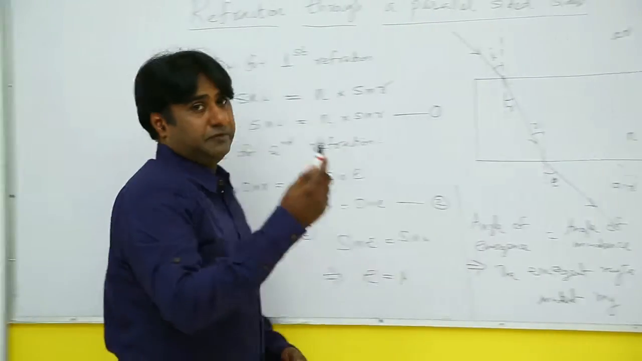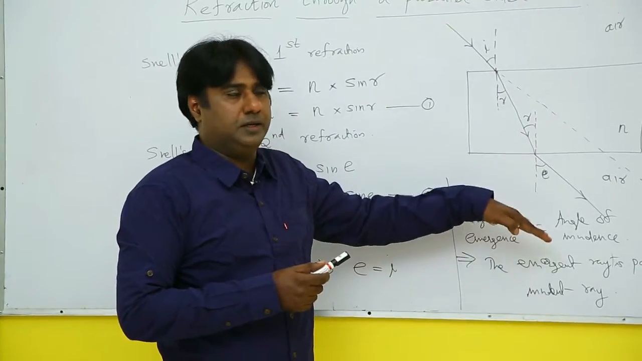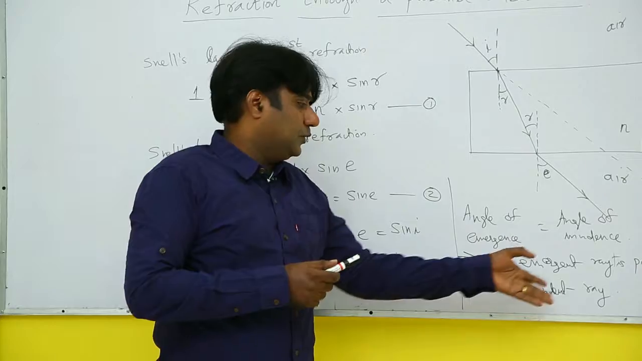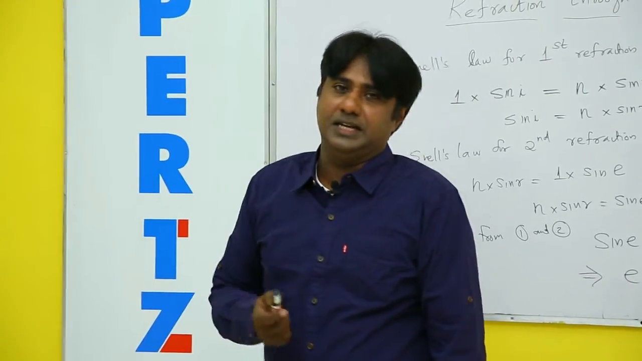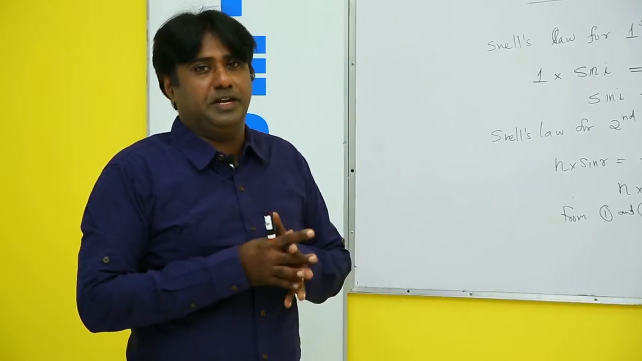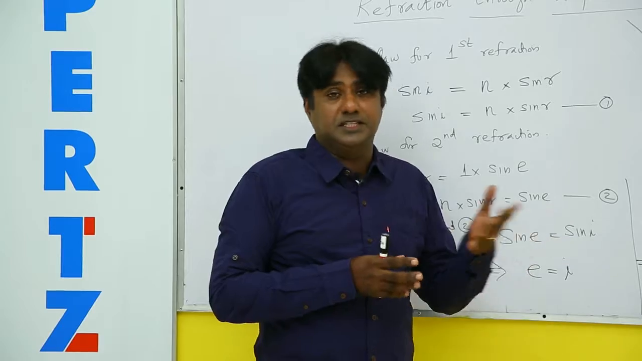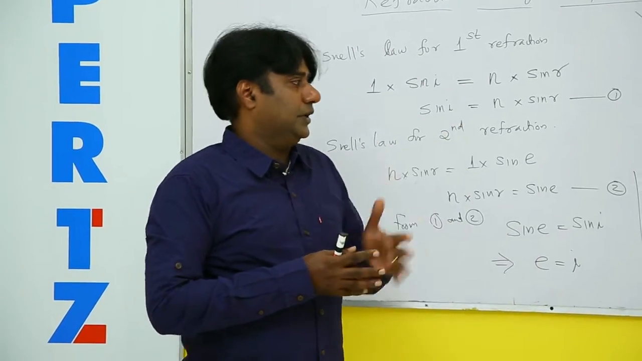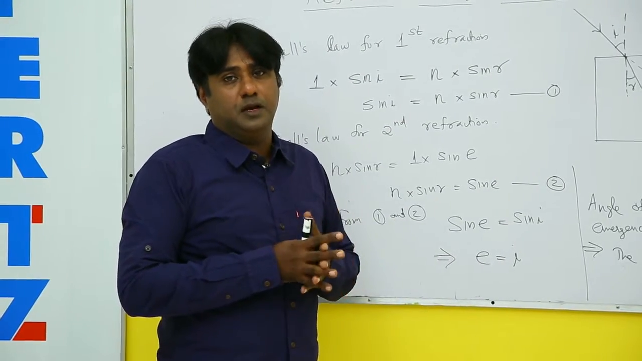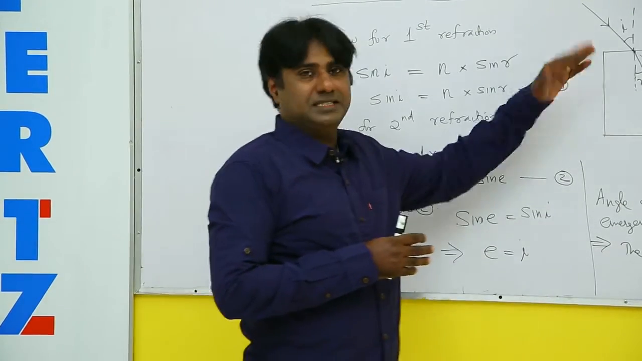So what we see, a very important condition, is that here it enters from air and goes to air. So both sides are the same medium, only then this relation is valid. So it is seen that when a ray passes through a parallel sided slab surrounded by the same medium on both sides, the ray emerges parallel to the incident ray, or the angle of incidence is equal to the angle of emergence. Remember, the condition is valid only when both sides are the same medium.